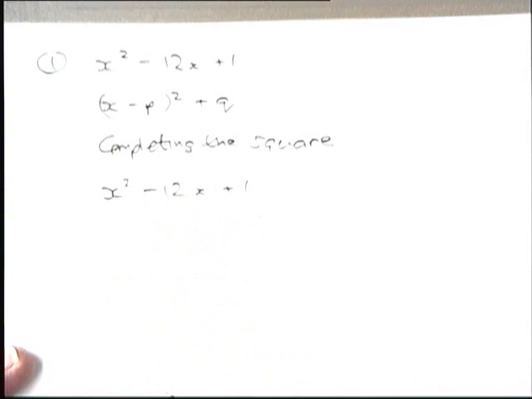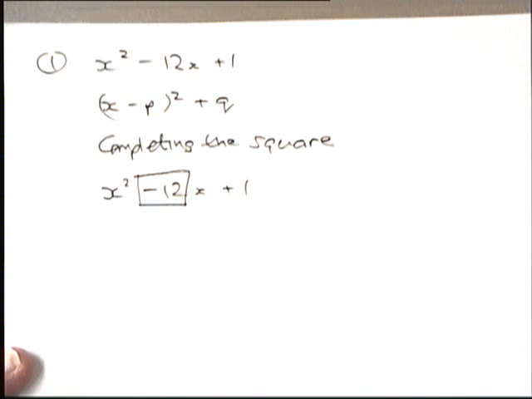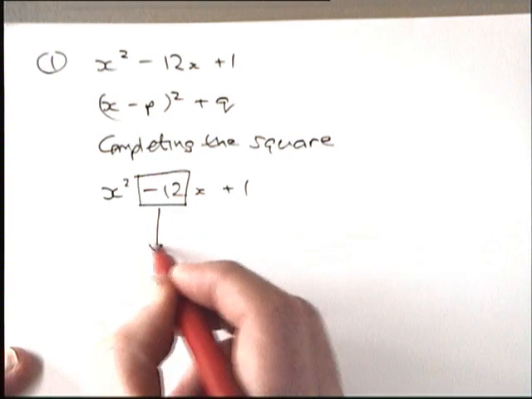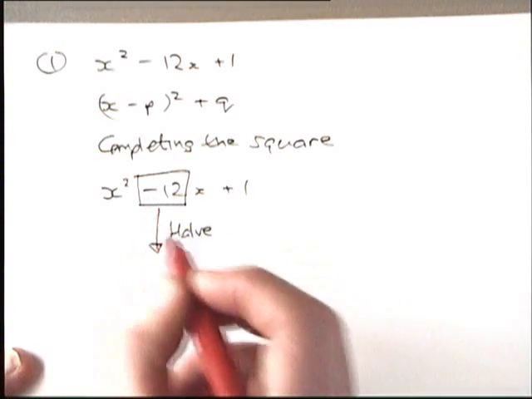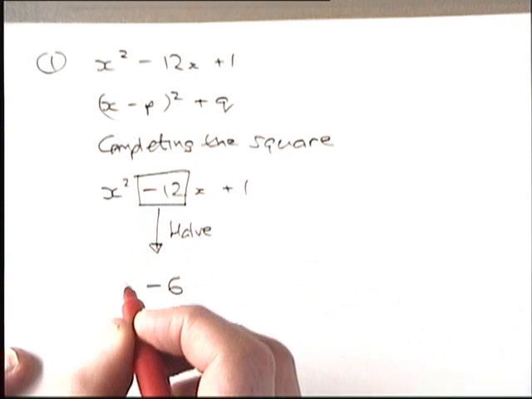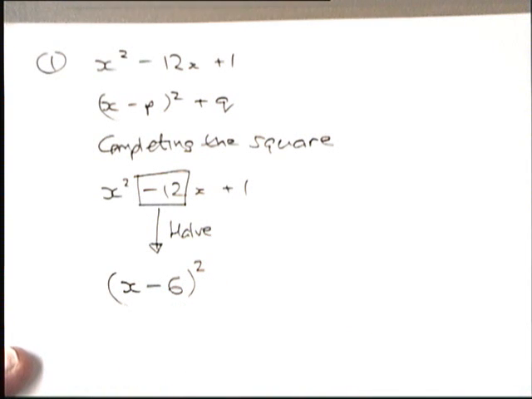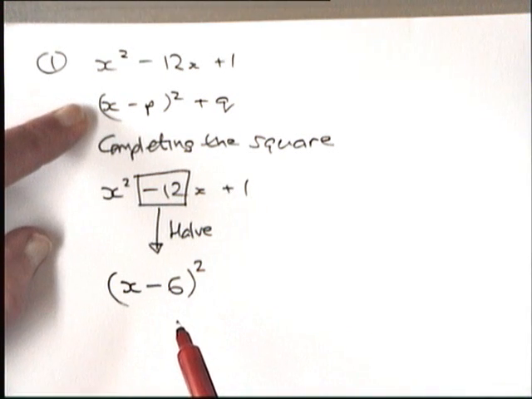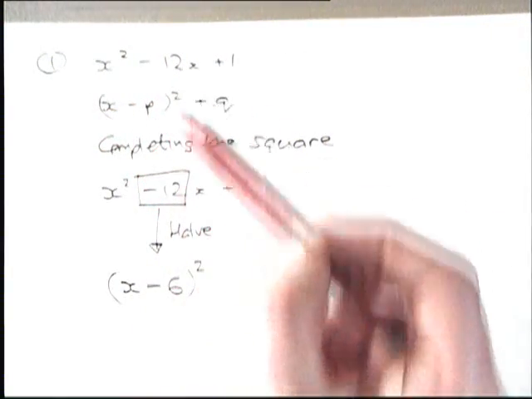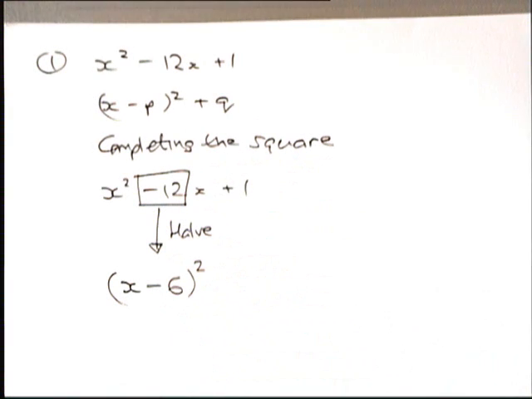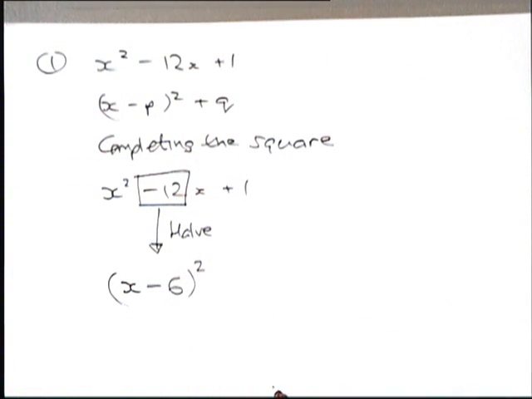If this is your quadratic equation, you always look at how many x's you've got. That's the coefficient of x. And here, it's minus 12. You always halve that. Half of minus 12 is minus 6. And that, with an x in front of it, in the brackets and squared, is always the first part of your answer. So what I did to get this bit here was say half of minus 12 is minus 6. I'm going to put that in there. So I can see straight away that p is going to be equal to 6.